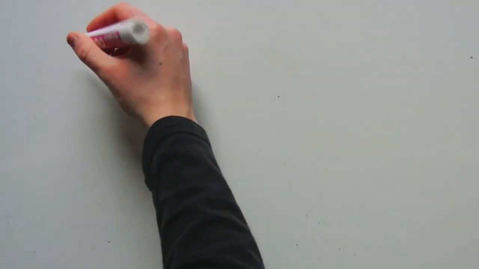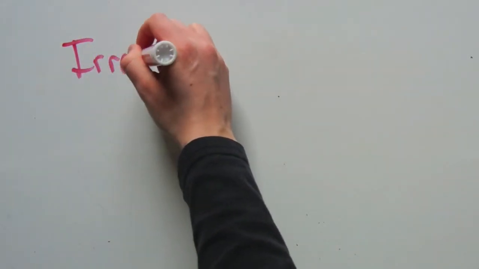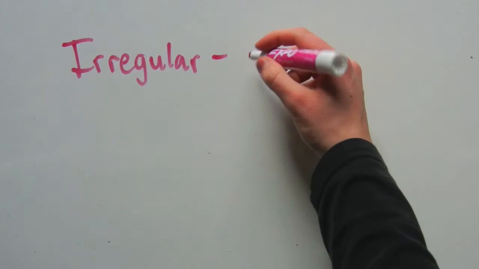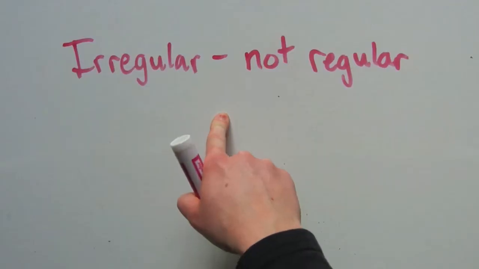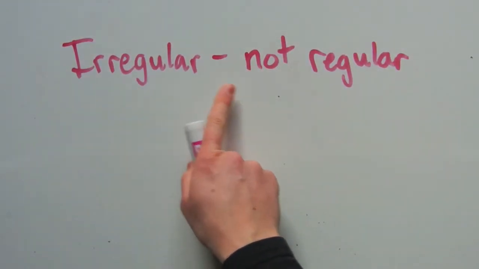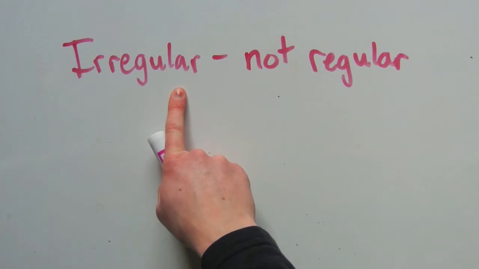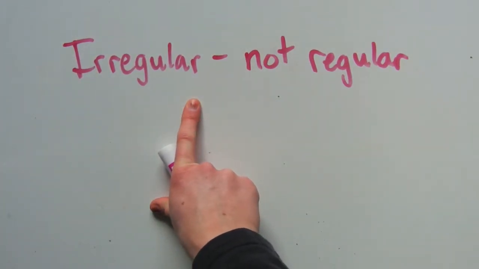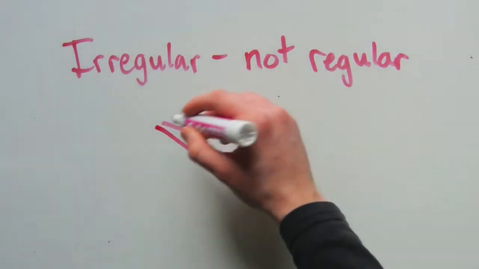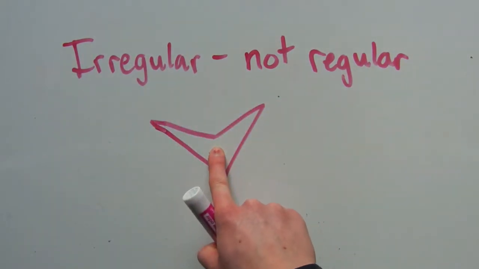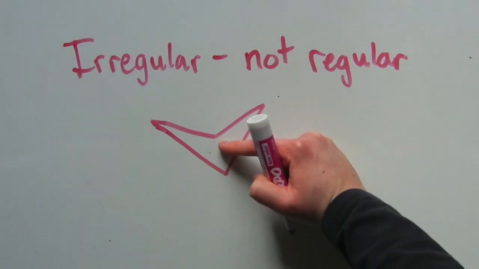The last term we're going to look at is irregular. And the easiest way to explain irregular is that it is not regular. So a polygon that is not regular, or a polygon that is irregular, is a polygon that, first of all, is not convex. Because a regular polygon has to be convex. So if we were to do a concave polygon, we know that that is irregular. Because the first part of being a regular polygon is that you at least have to be convex.